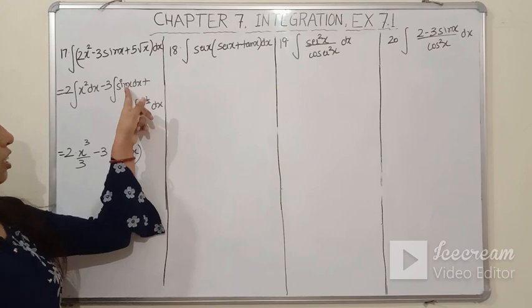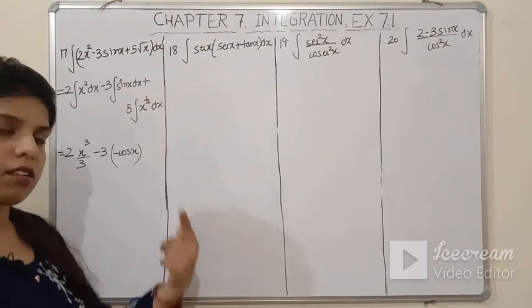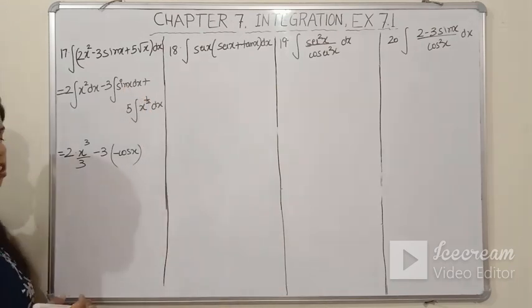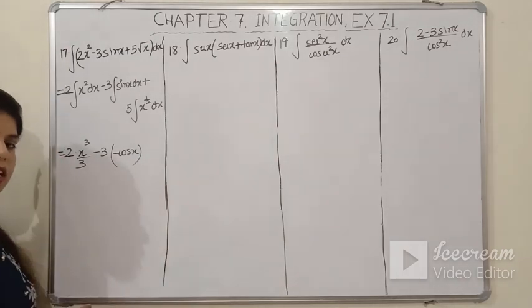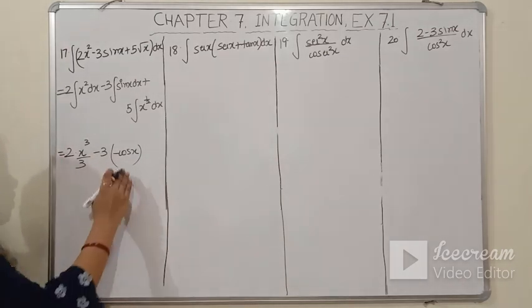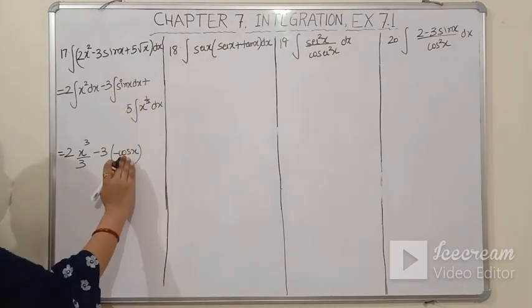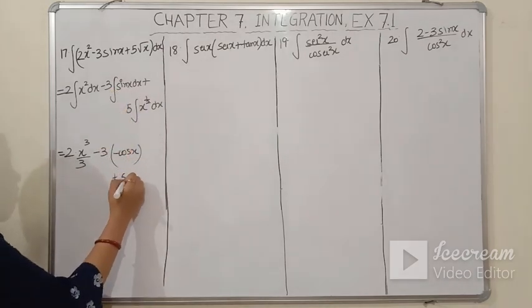In differentiation, the derivative of sin is cos. That is coming, the answer is coming in positive. But in integration, everything is going to be reverse. So whatever was coming in positive, now you get in negative. So integration of sin is minus cos, plus 5 into.